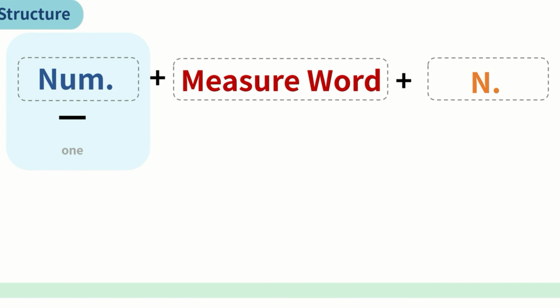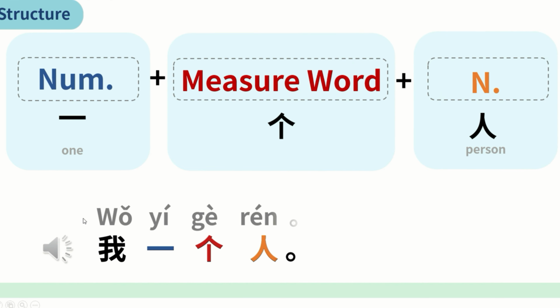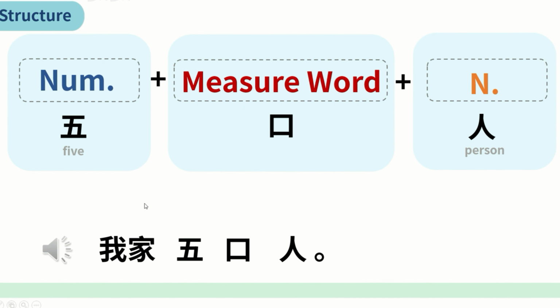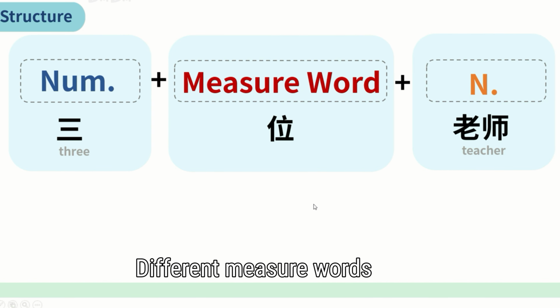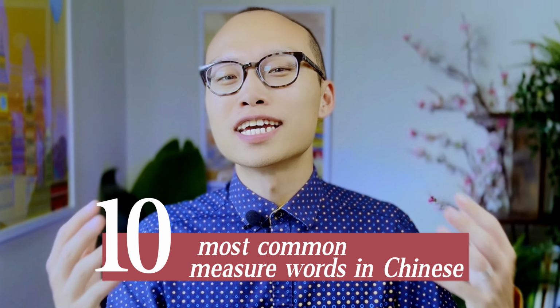This challenge arises because theoretically, every Chinese noun should be preceded by a measure word, and this measure word can be varied. Sometimes, even the same noun can have different measure words depending on the context. Today, I will introduce you to the 10 most common measure words in Chinese.